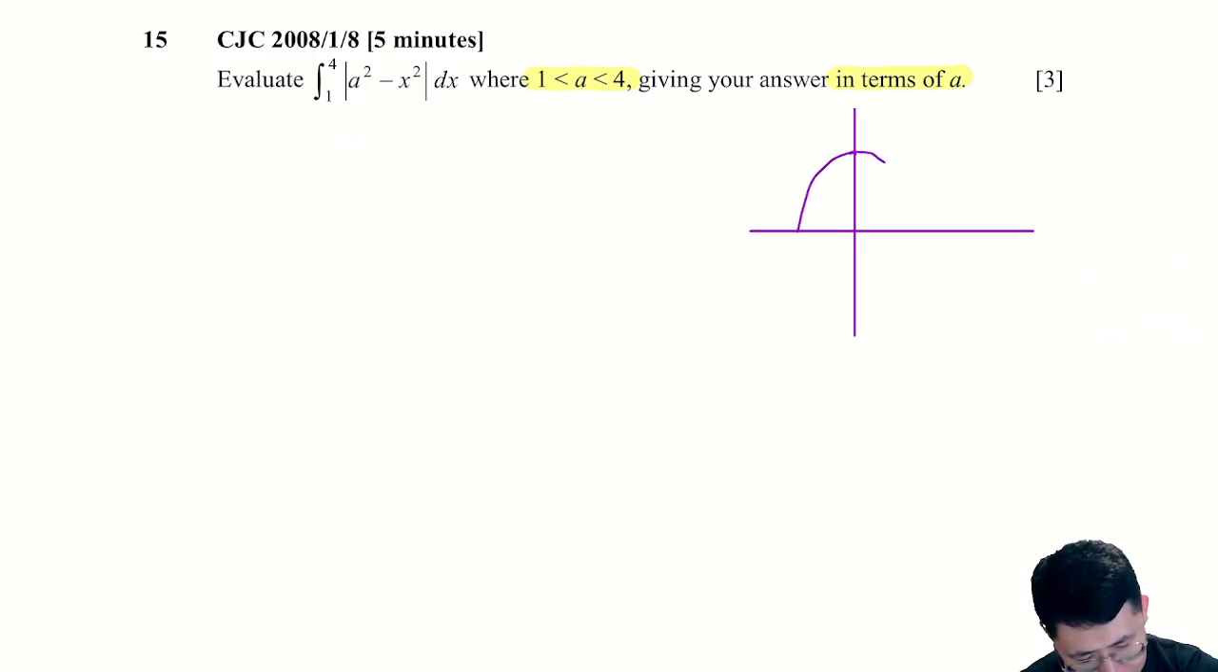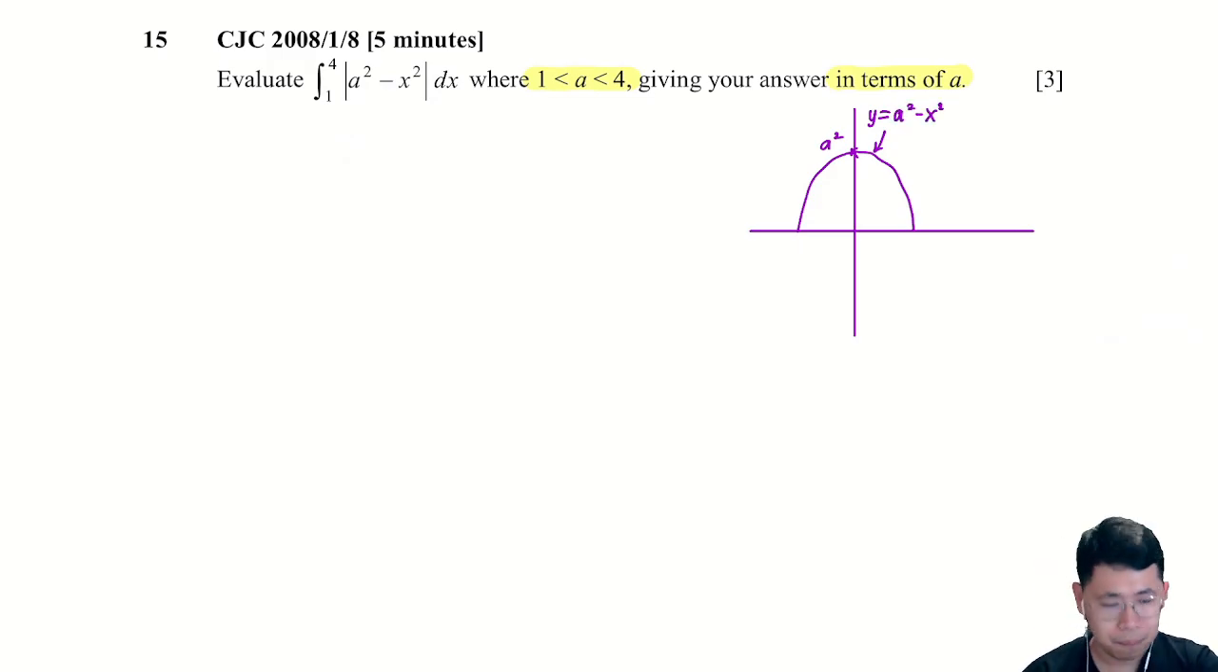Okay, negative graph over here. Now this value over here, this is a squared. Okay, now next detail to take note, because this is a modulus graph, that means this will take the positive version, y equals a squared minus x squared.